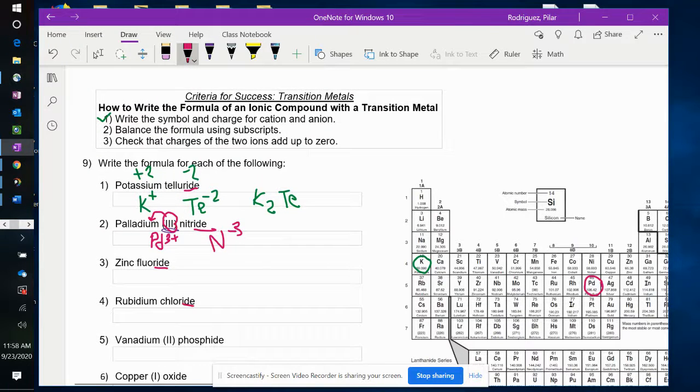So I wrote the symbol and charge for the cation and the anion. Now I need to balance the formula using the subscript. So if this one has a 3 plus charge and this one has a 3 minus charge, I know that they immediately cancel out. So pretty easy. I just need one of each atom and it'll work. So PdN. And that is a balanced equation. Charges cancel out. And I only needed one atom of each. And that is how you do these types of problems.